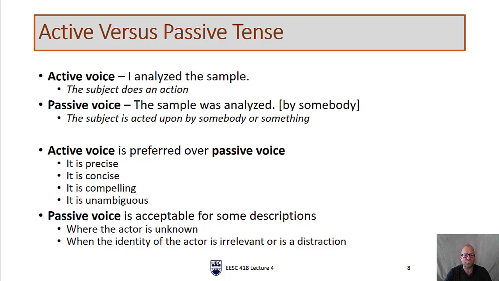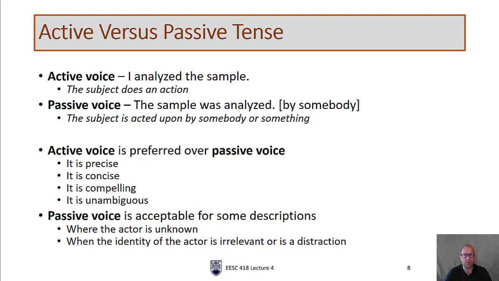The active voice is preferred over the passive voice. It is precise, it is concise, it is compelling, and it is unambiguous. In other words, we know exactly who did what. It is clear, it's usually shorter to state it that way, and it leaves nothing unsaid.